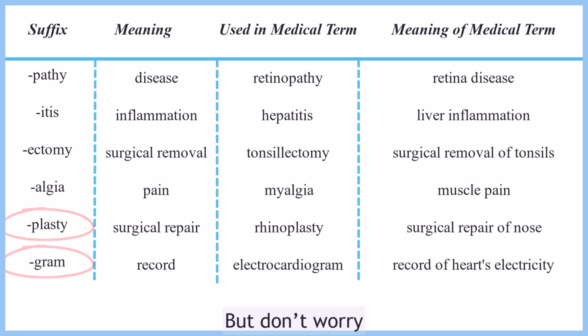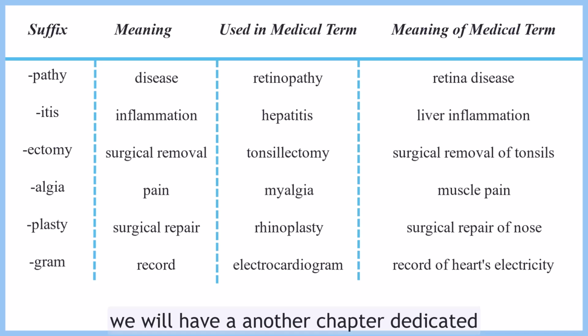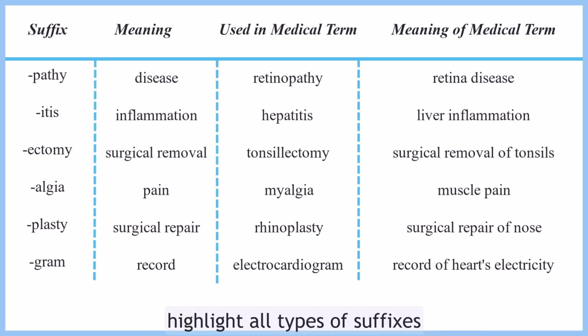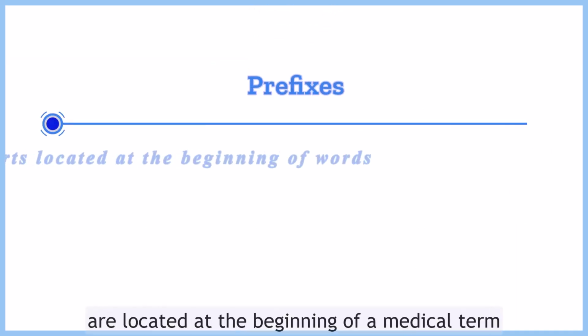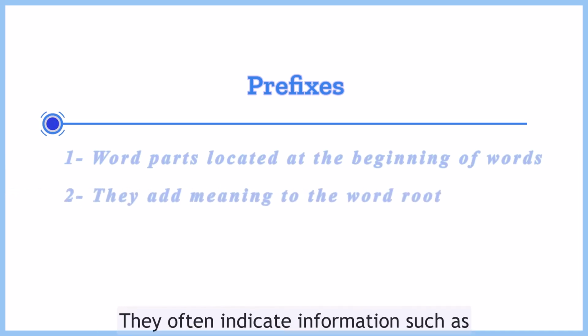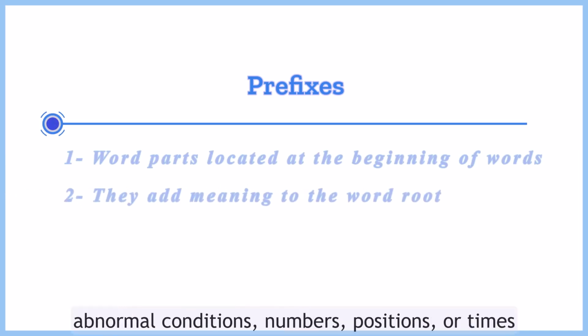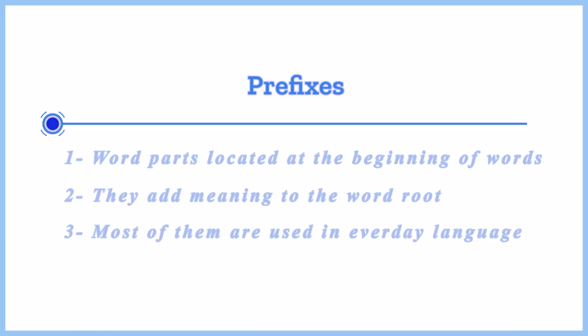But don't worry, immediately after this chapter, we will have another chapter dedicated to suffixes and only suffixes, where we will highlight all types of suffixes. And like suffixes, prefixes are word parts that are located at the beginning of a medical term. They often indicate information such as abnormal conditions, numbers, positions, or times. And most of them are used in everyday language.